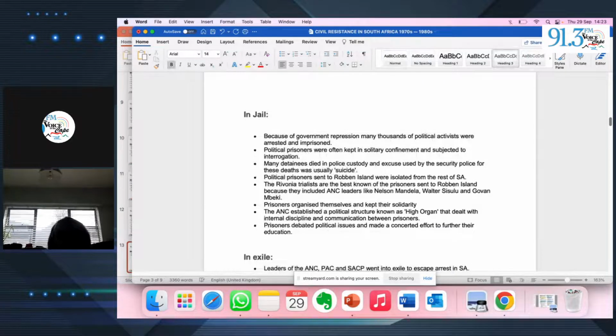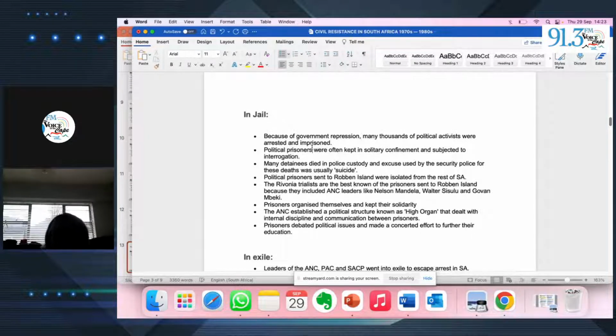Okay, so because of government repression, many thousands of political activists were arrested and imprisoned. Political prisoners were often kept in solitary confinement and subjected to interrogation. Many detainees died in police custody, and the excuse used by the security police for these deaths was usually suicide.